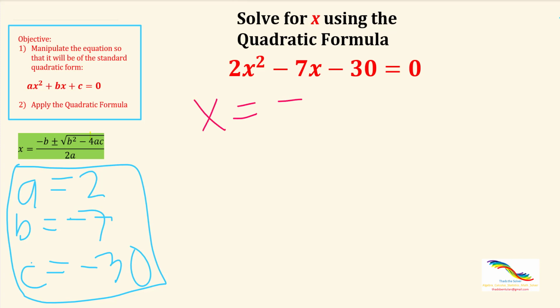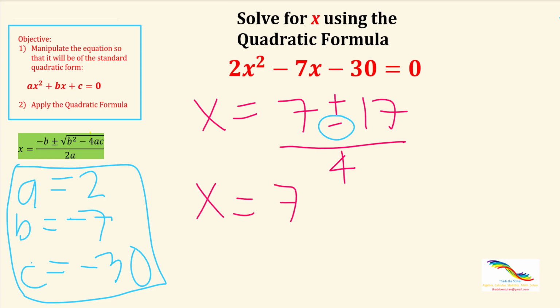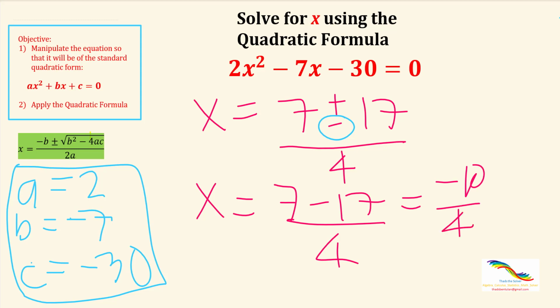We simplify it. Remember, originally we have 7 plus 17 over 4. We've done the addition already. Now, this time, we need to do the subtraction. So this will be x equals 7 minus 17 over 4. So that will be minus 10 over 4. So that will be x equals negative 5 halves. And that is your second solution. We might call this your x2.